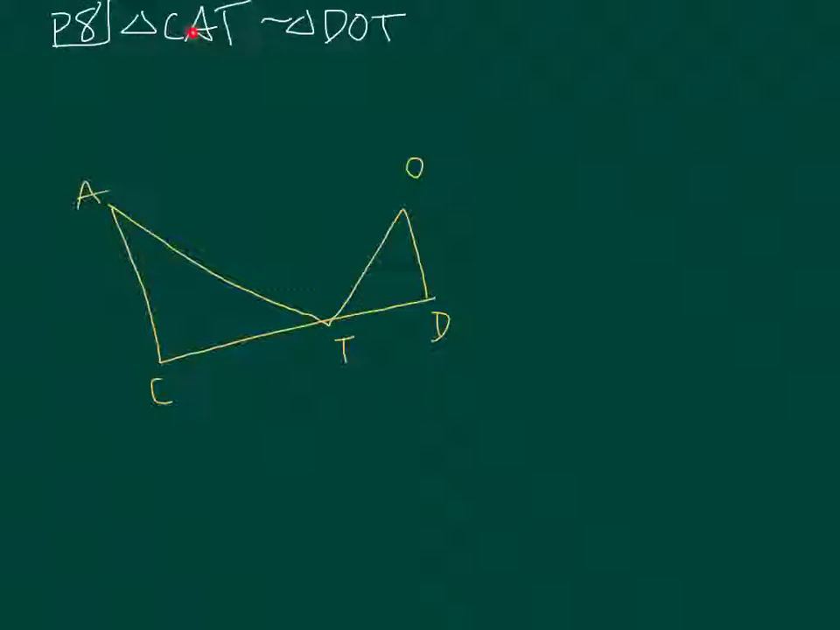That should correspond the same way. So first, third, second, right? First, last, middle. So you should go first, last, middle. So angle DTO should be the one corresponding in part B. That's how you think about problem number 8.